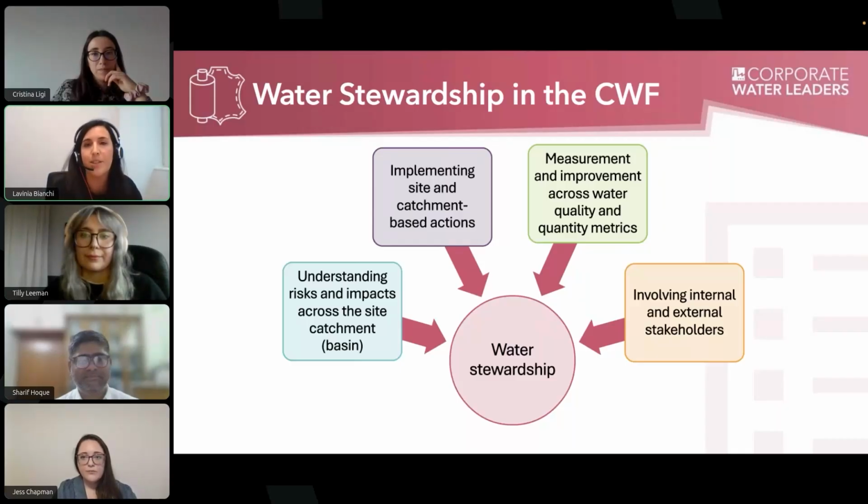Building onto the understanding, there's also the implementation of site and catchment-based actions. So we want this framework to follow up with meaningful, impactful actions that will improve water stewardship and resilience in the supply chain. And then also tracking progress, relating to what Cristina said, not only water quality, but water quantity metrics, and then water stewardship beyond the facilities. We understand that it is key to have both internal and external stakeholder engagement, which is also built into the framework.